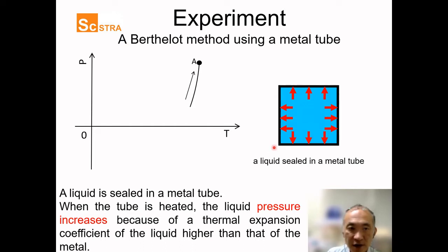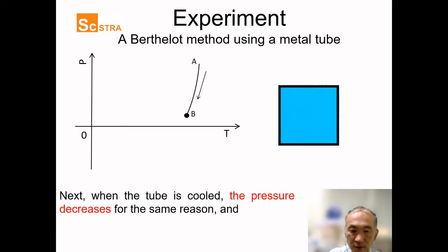This figure shows a liquid sealed in a metal tube, and this graph shows a relation between pressures and temperatures schematically. When a tube is heated, the liquid pressure increases because of a thermal expansion coefficient of the liquid higher than that of the metal. On the PT graph, the pressure increases to the point A like this. Next, when the tube is cooled, the pressure decreases for the same reason. On the graph, the pressure decreases to the B like this.